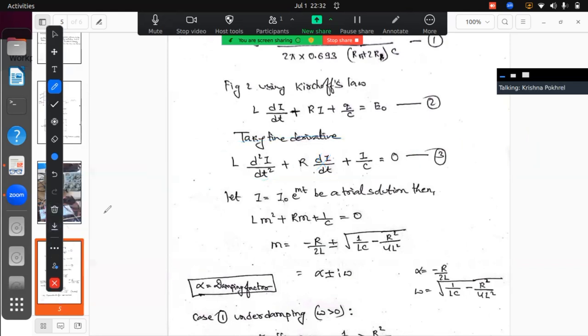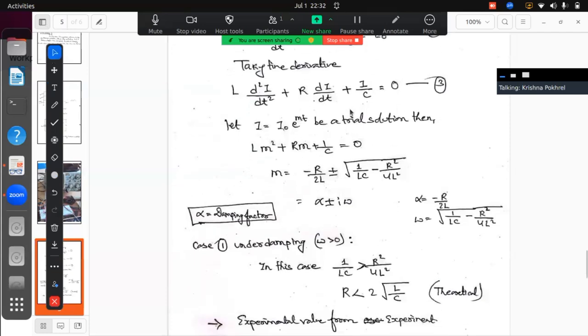Now furthermore, if we apply I equal to I naught e power mt in this equation, we'll get the equation L m square plus R m plus 1 by C equal to 0. From here, if you want to measure the value of m, you will get this one. Now we'll suppose minus R by 2L as alpha and this value as omega. Actually, this alpha is a damping factor, the damping constant, and this omega value will be this much.